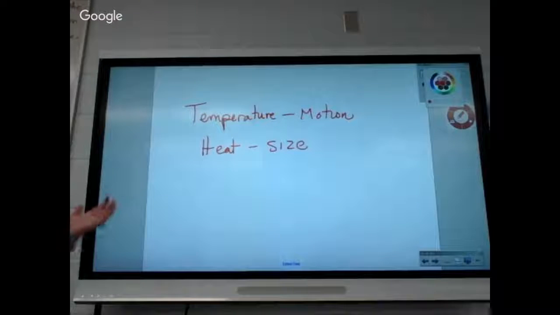But think about the size of a lake compared to the size of a little swimming pool. Which one has more particles? The lake. Even though it's frozen and those particles are barely moving, there are so many more particles than a swimming pool. That frozen lake is going to have more heat than that poor itty bitty swimming pool. So is it actually warm? We're not talking about warmer. We're saying it has more heat.